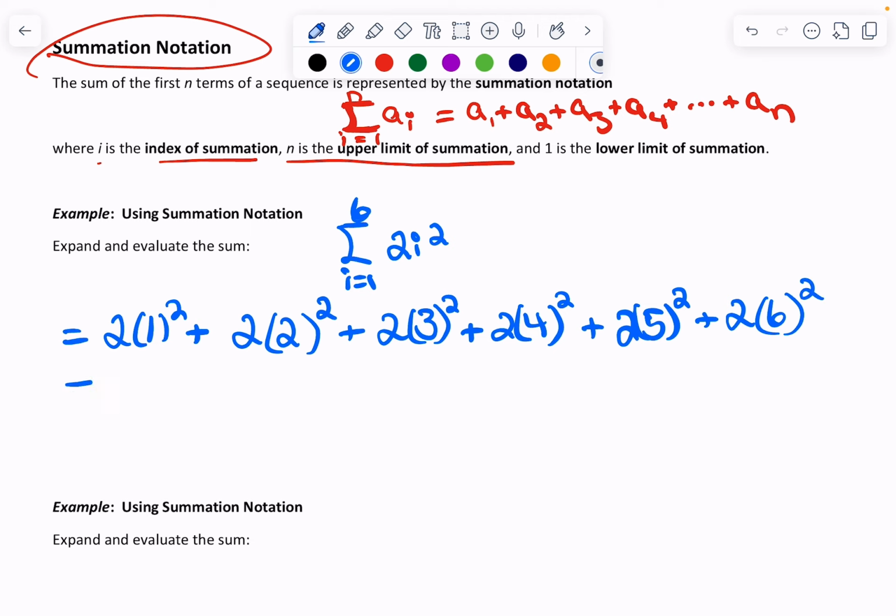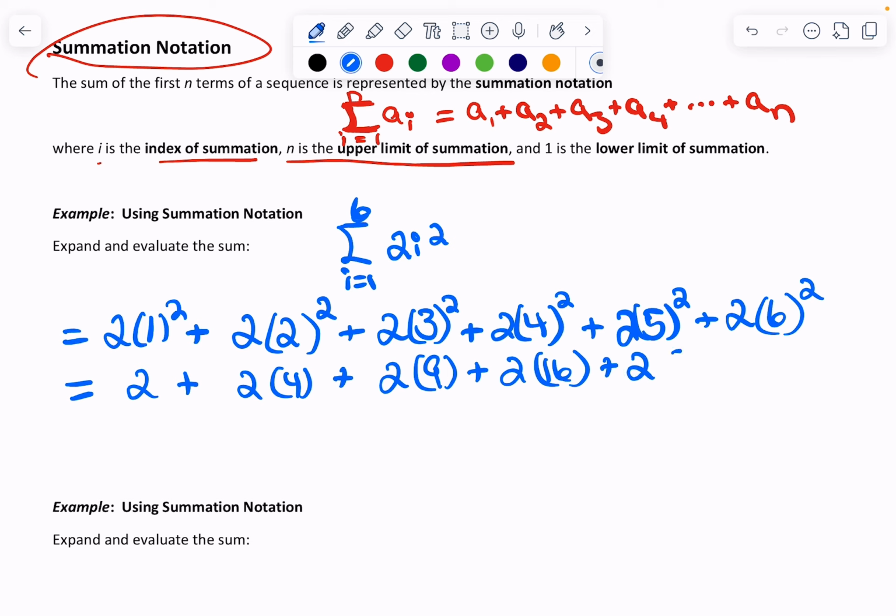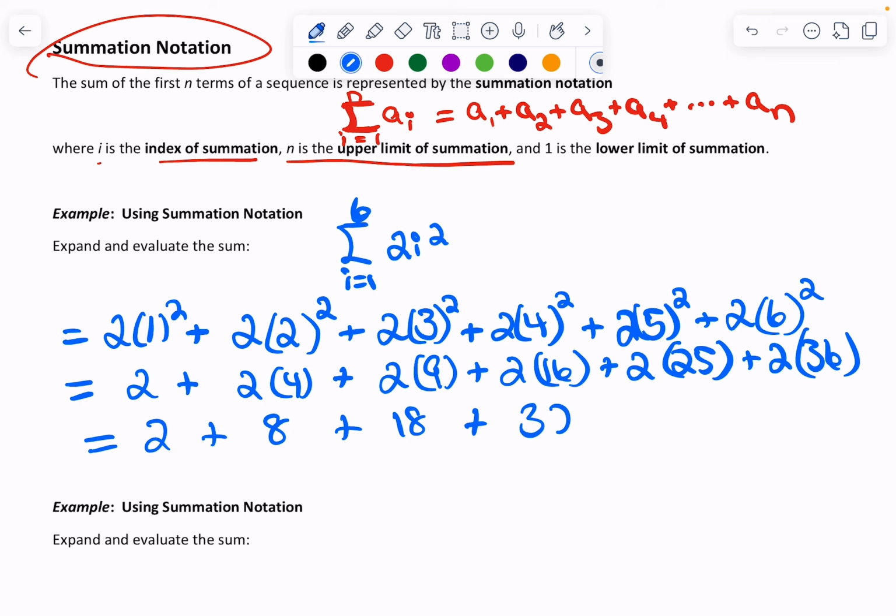Okay, and now we need to do the exponents first. Well, 1 squared is 1, so this one is 2. 2 times 2 squared is 4. 3 squared is 9. 4 squared is 16. 5 squared is 25, and 6 squared is 36. And now, of course, you can plug that whole thing in the calculator. So 2 plus 8 plus 18 plus 32 plus 50 plus 72 equals 182.